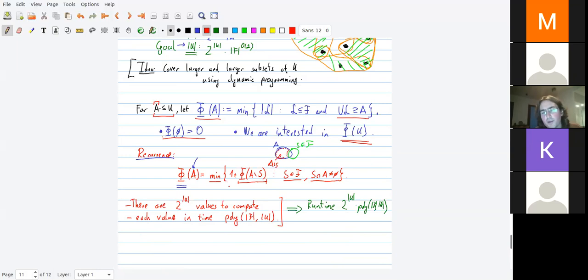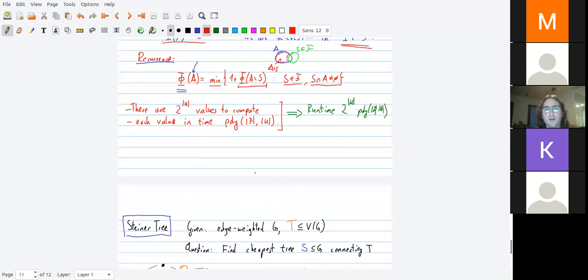And from this basic recurrence we can essentially make a dynamic programming algorithm. There are 2 to the power size of the universe values of the function phi that we would like to compute. Whenever I am interested in one value phi of A, it takes polynomial time to compute this formula, because this boils down to browsing through all the sets from my family. So this gives me an algorithm that computes all these values of phi of A in time 2 to the power the size of the universe times polynomial. This is basic dynamic programming on subsets.